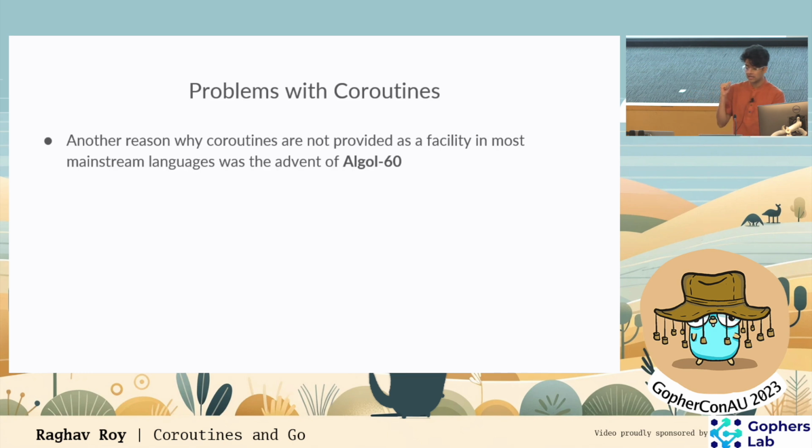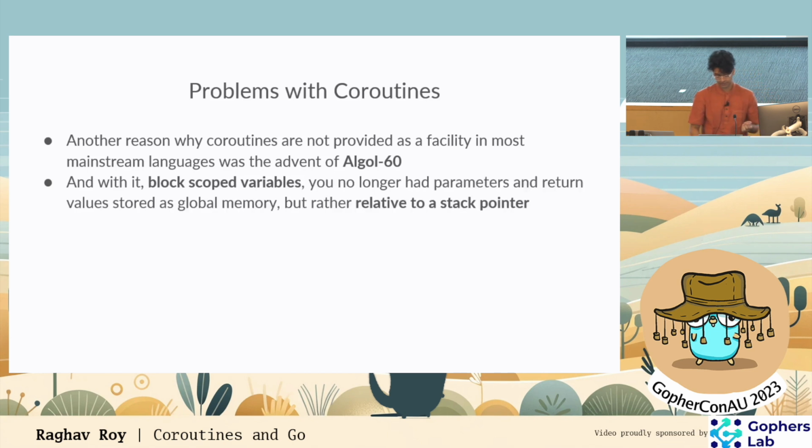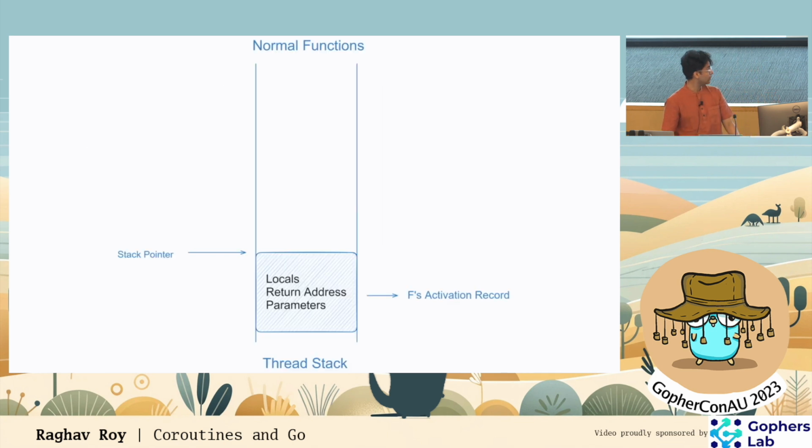Another interesting reason why it's not provided in mainstream languages was actually the advent of Algol 60. And with that, you didn't need to have your parameters and your variables stored as global variables. Instead, you could have block scope variables, which means that you could have them stored relative to a stack pointer. And how does it look now? I'm sure everybody's used to seeing something like this.